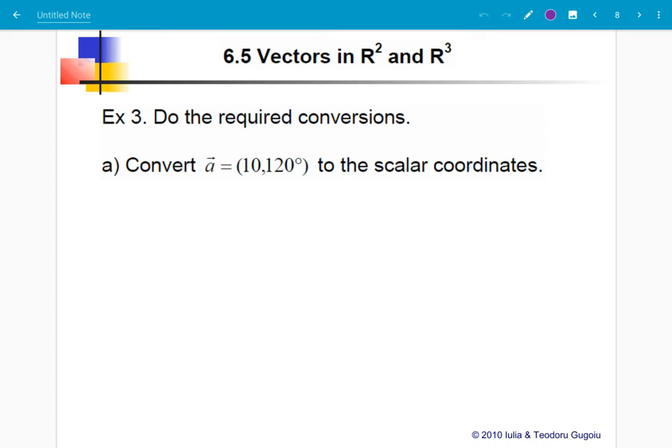Okay, to scalar components. So Ax will be 10 cos 120. Ay will be 10 sin 120. So those are special. This will be -5. This will be 5 root 3. So the vector A is -5 and 5 root 3.